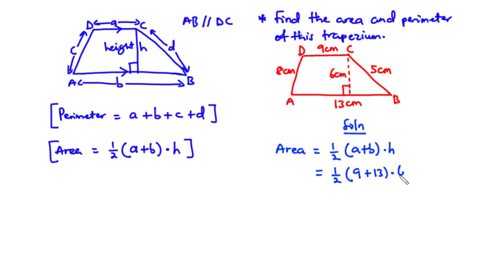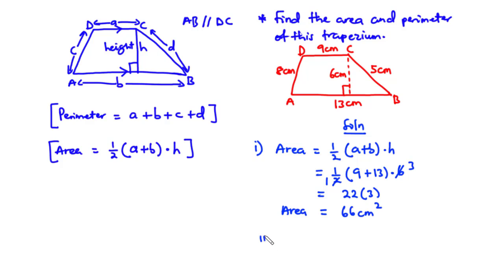So that is 6. Now 2 goes into itself once and then into 6 3 times. 9 plus 13 is 22. So we have 22 times 3, which is 66. So we have 66 centimeter square. That is the area.